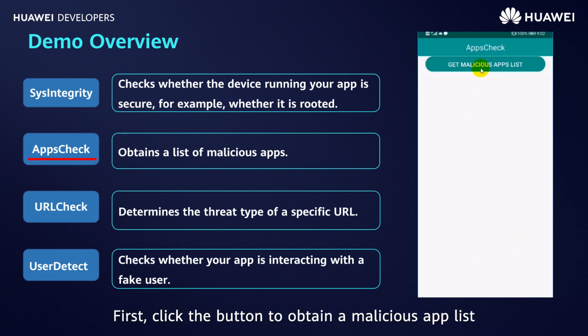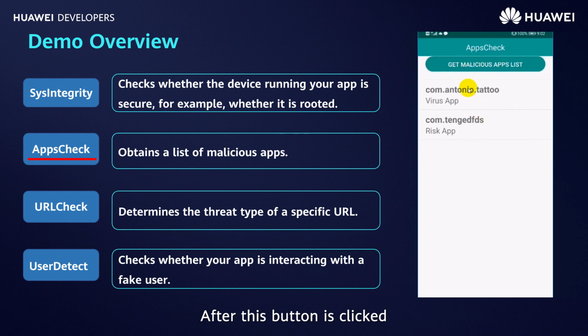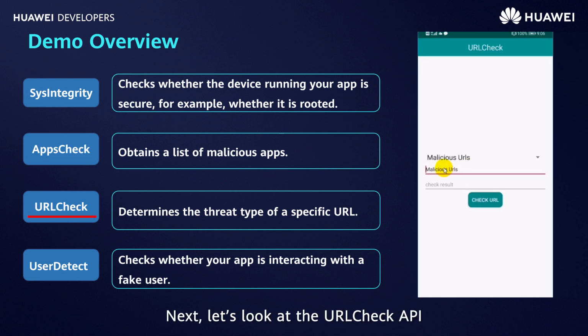First, click the button to obtain a malicious app list. After this button is clicked, the AppsCheck API will be called and returns the malicious app list. The list will be displayed below. Next, let's look at the URLCheck API.